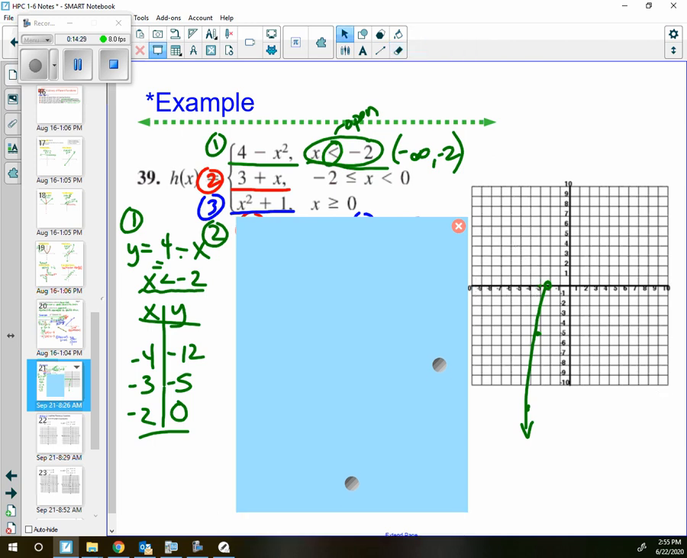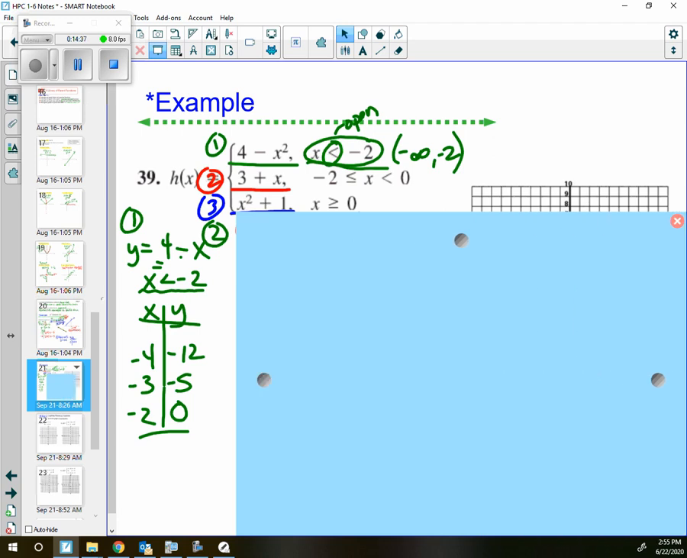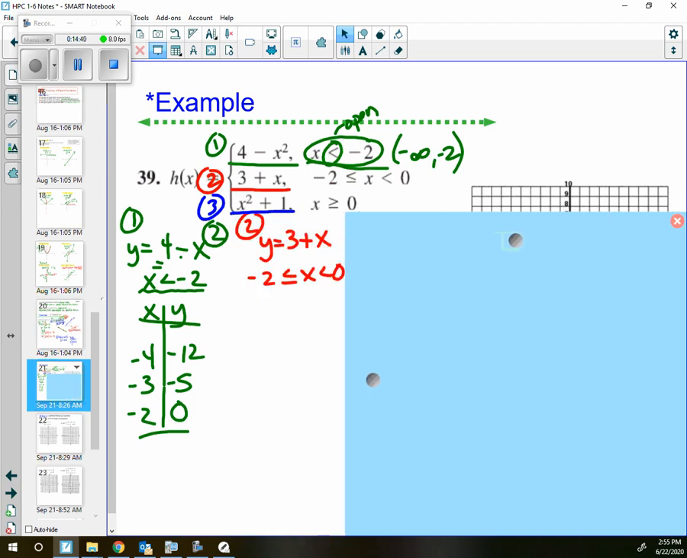My second equation is, oops, looks like 3 plus x, the red one. So let's see if I can get this one. We got things going both directions here. There we go. So y equals 3 plus x, and that's from -2 to 0. Now notice this one has 3 pieces, so my domain is actually an interval from one number to another number. It's not infinite on one end.